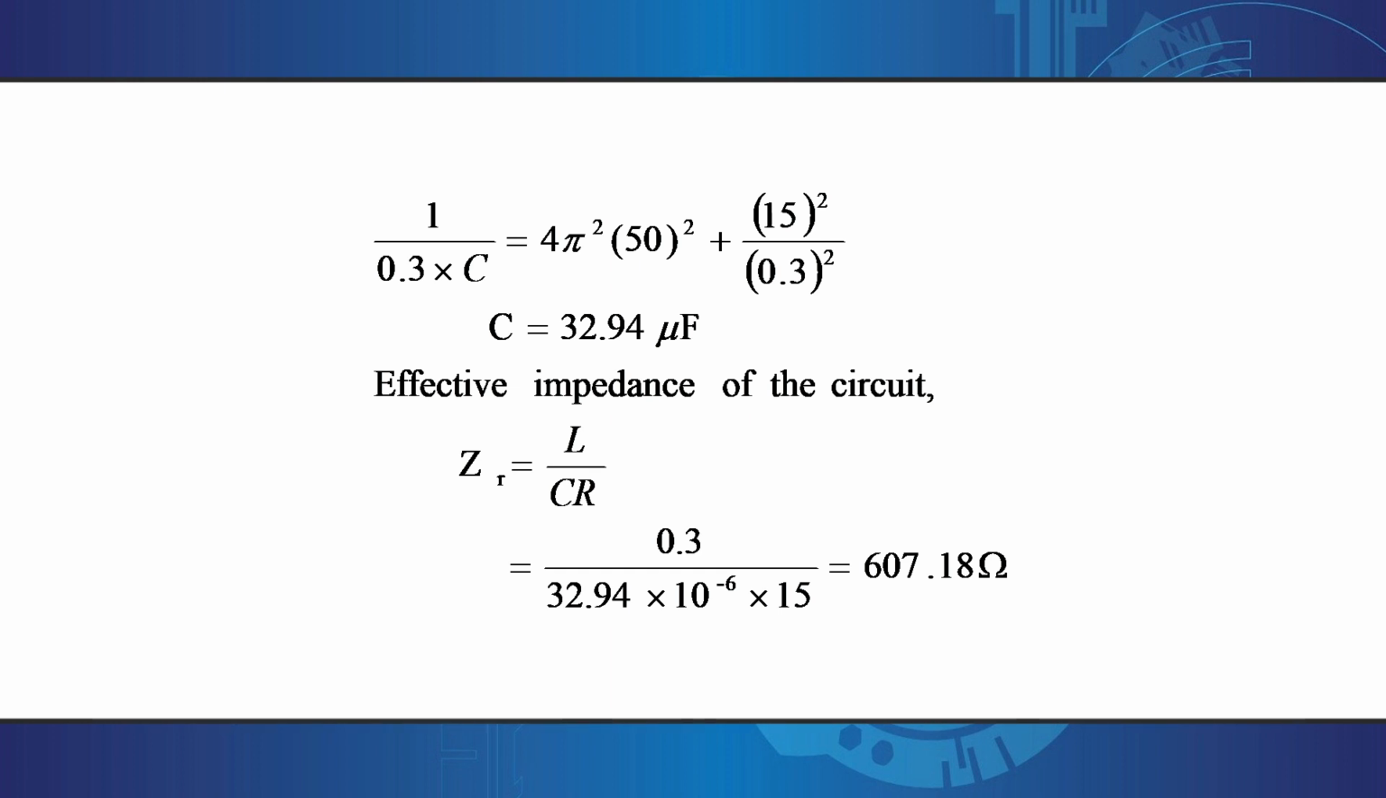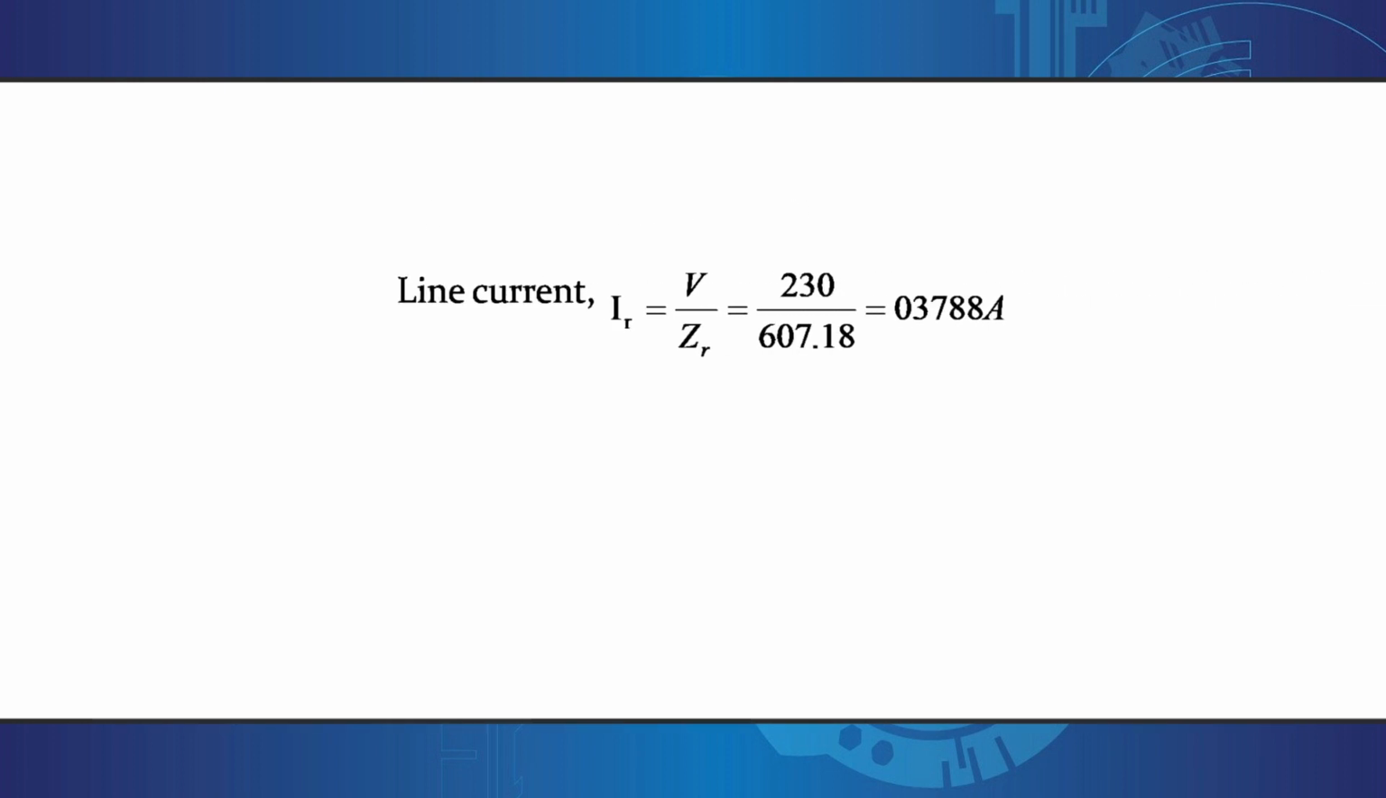Now you have to calculate the effective impedance of the circuit. The effective impedance of the circuit at resonance is equal to what? This ZR is equal to L upon CR. Just put the values of L, C and R. After putting the values and calculating, you are able to calculate the effective impedance of the circuit: ZR is equal to 607.18 ohm.